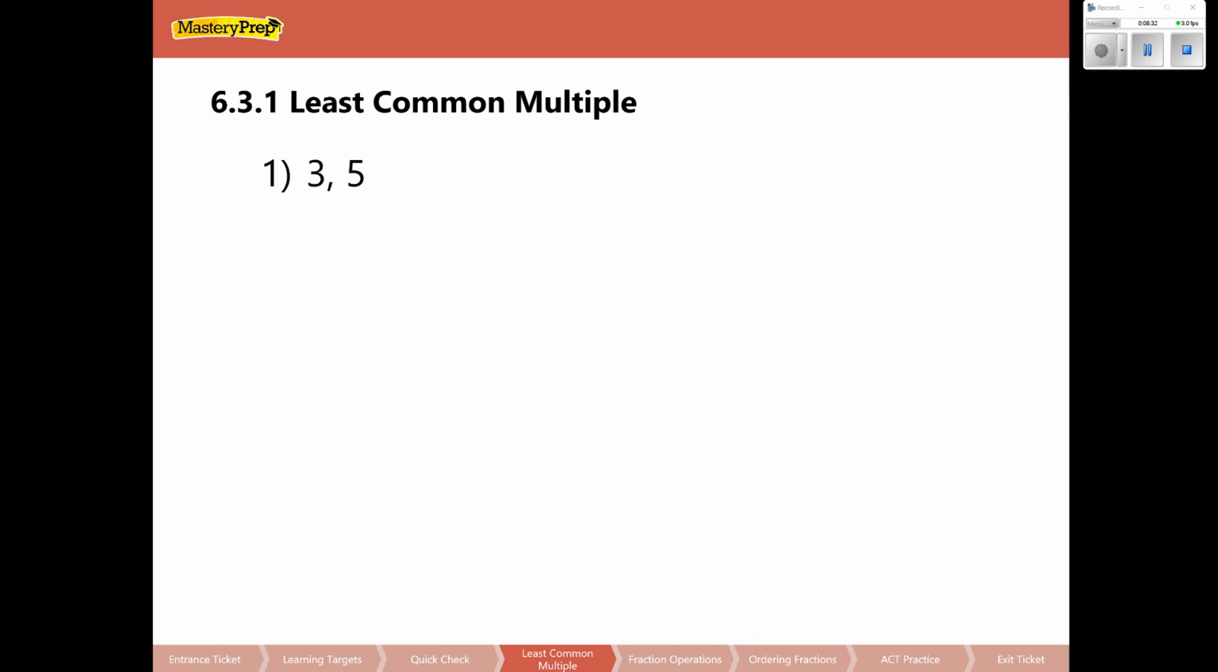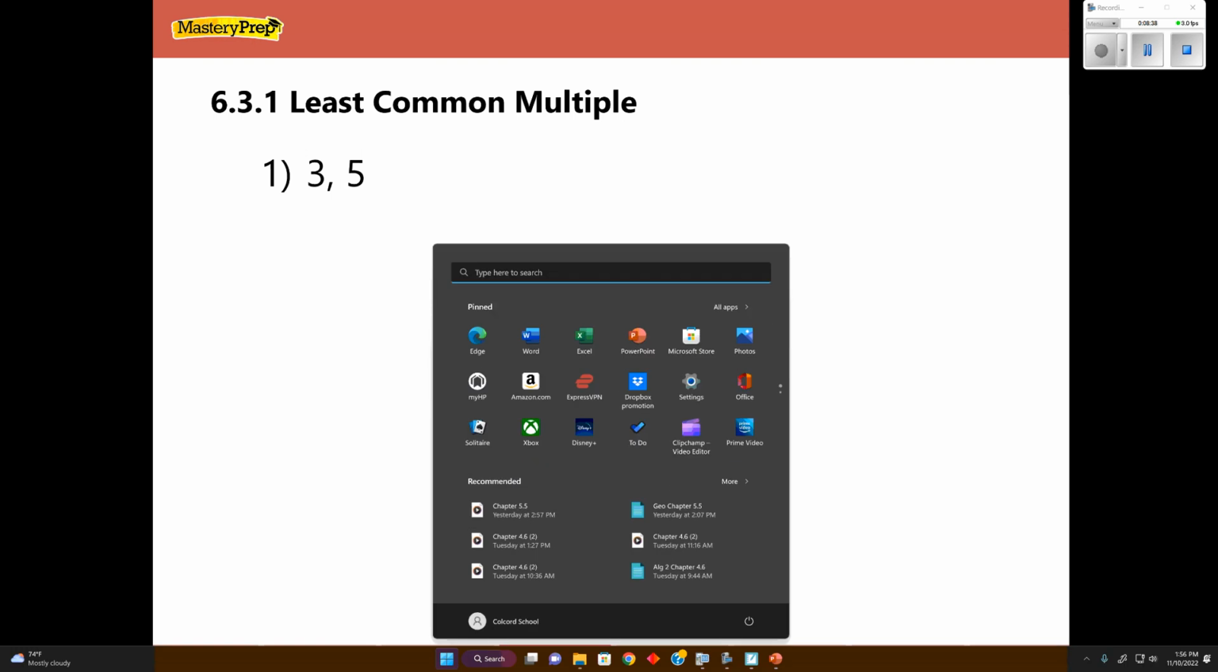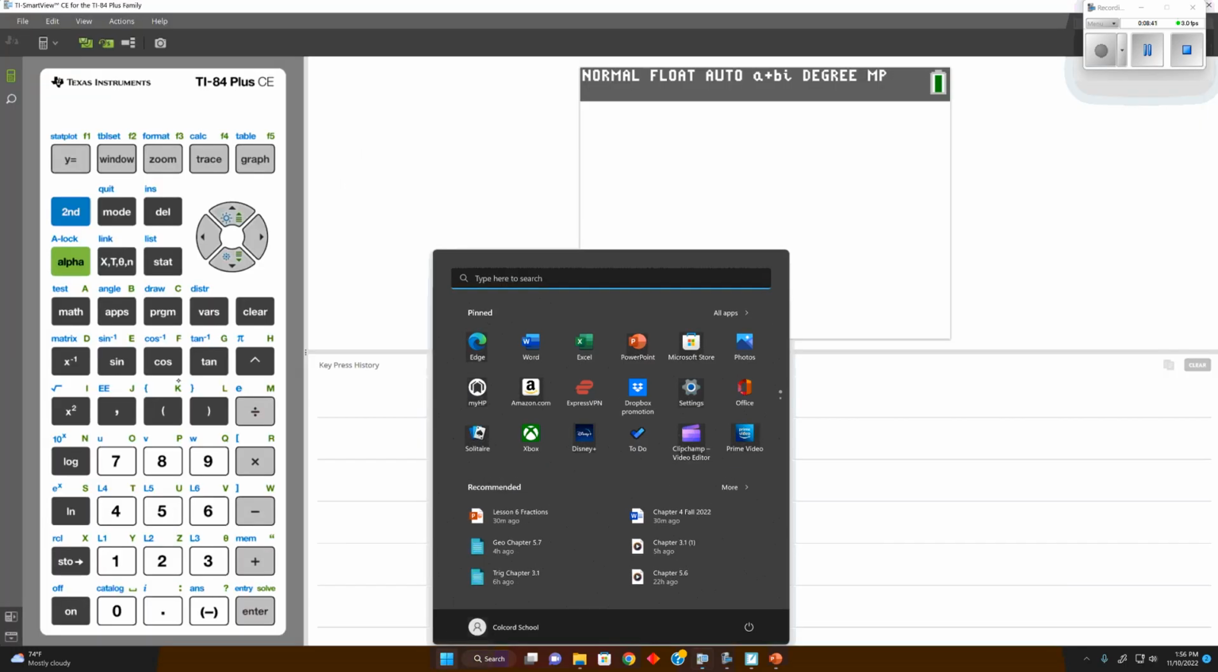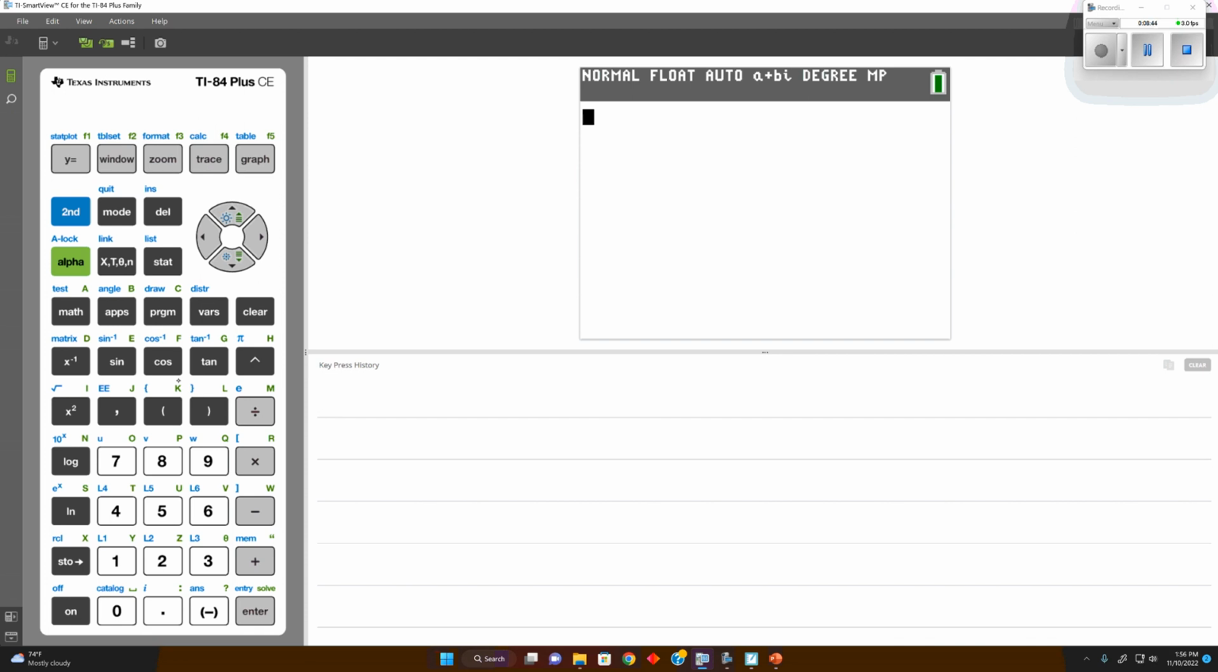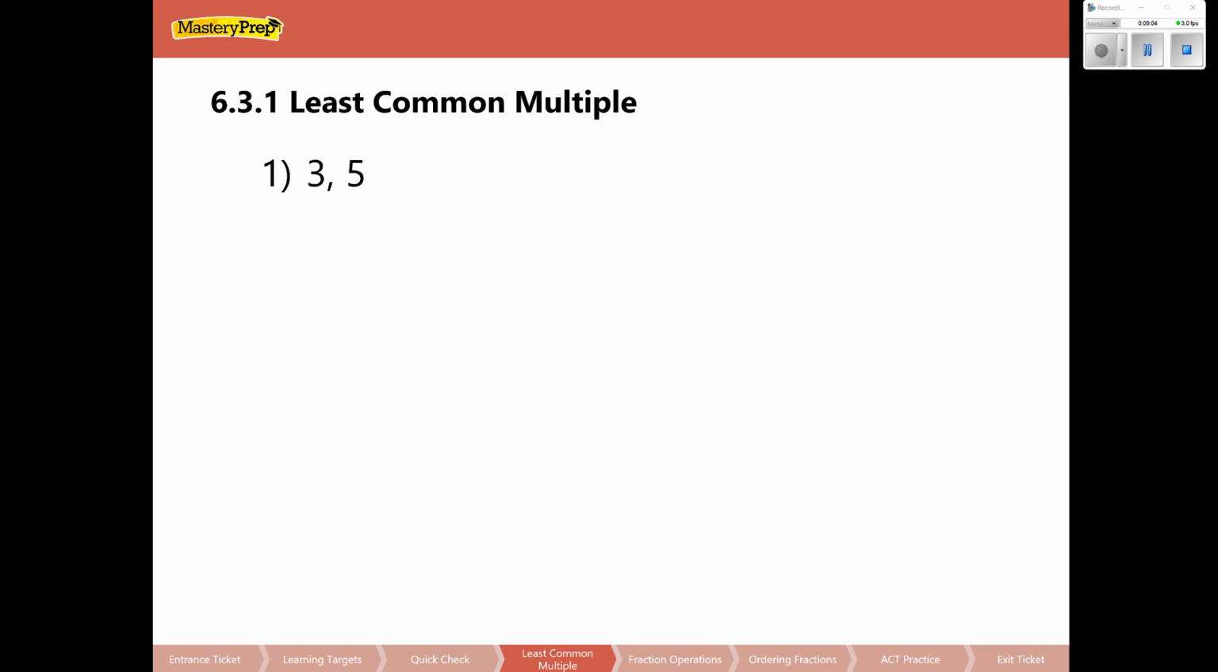Least common multiple. So if you don't have a graphing calculator, go ahead and grab one. Because we'll spend the next little bit with this here. So the first one we're looking for, here we're looking for the least common multiple of 3 and 5. Now we can go through and do this here. This one's not too bad.